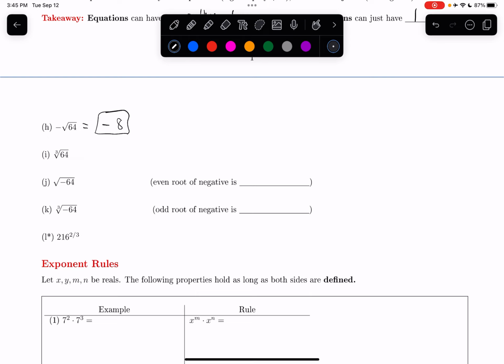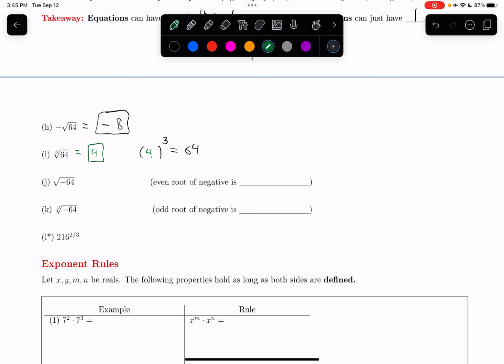In part I, I have a different type of root. I have a cube root. Cube root of 64. So this is asking me, what do I cube to get 64? What number multiplied by itself 3 times is 64? Oh, so it turns out 4 works. So the answer to cube root of 64 is 4. Awesome.